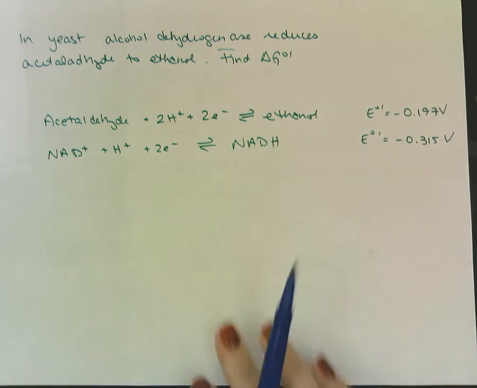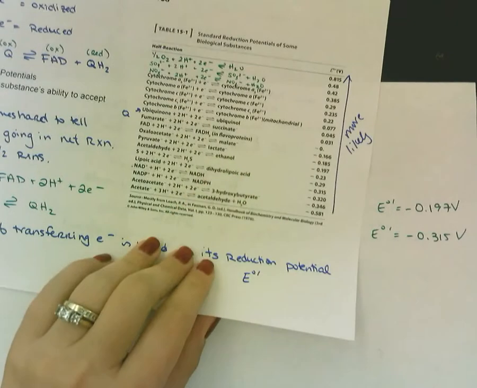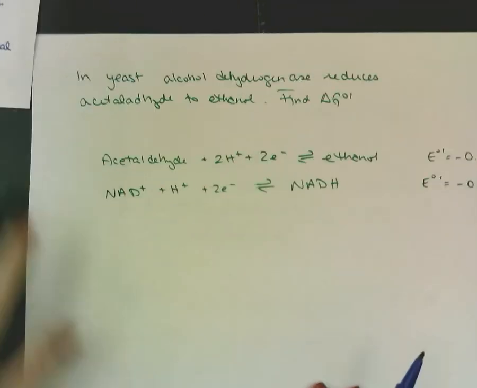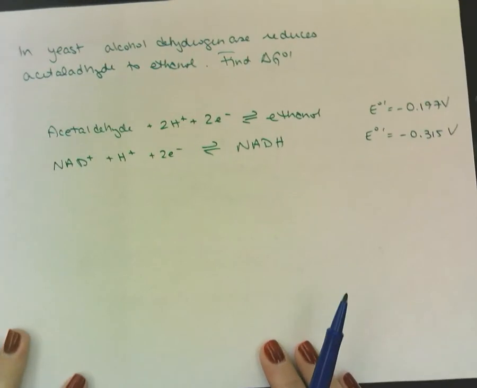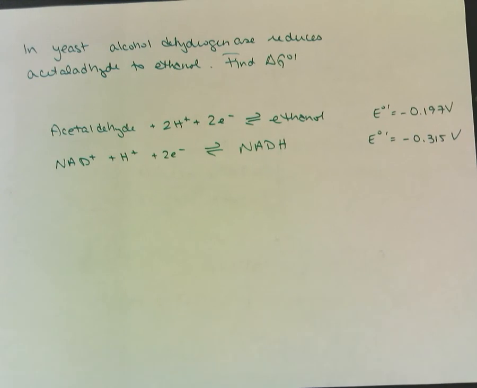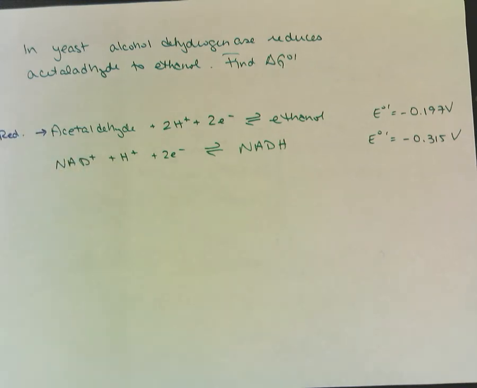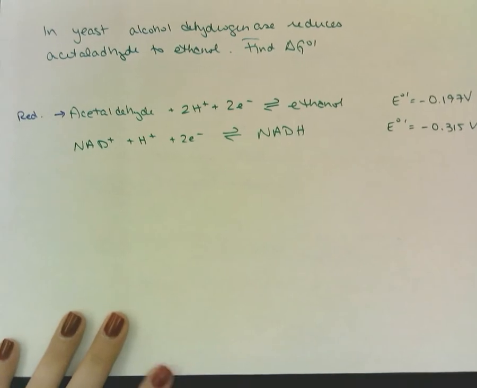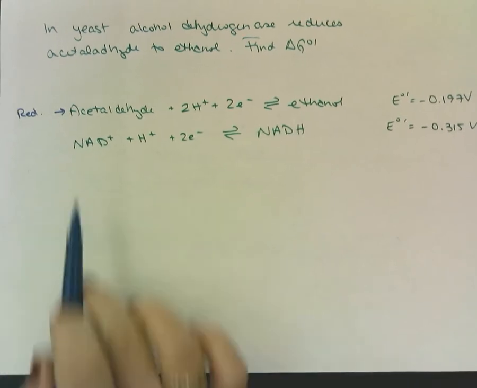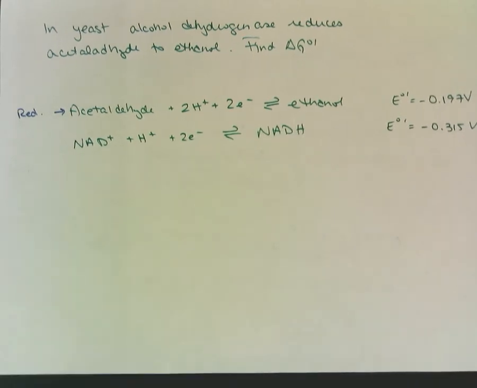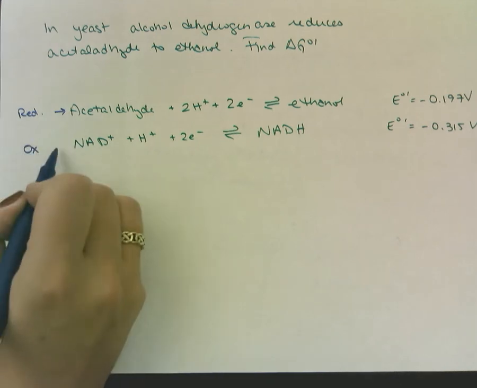these are both written as reductions from our table of reductions. Based on the written portion of the question, which one of these reactions should stay as a reduction reaction? The first one or the second one? The first one. So this one is our reduction reaction. So then what does that make the second reaction? The oxidation reaction.